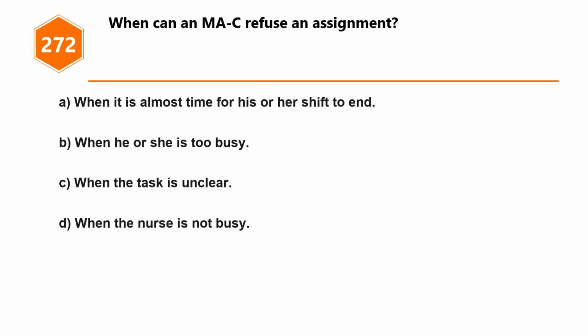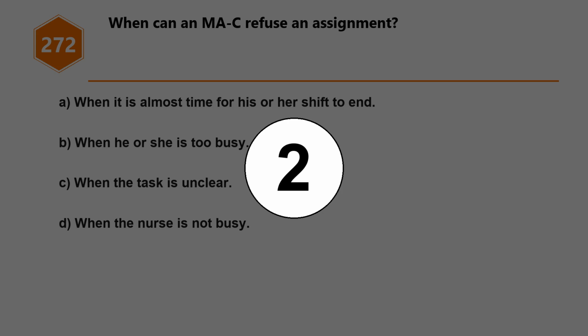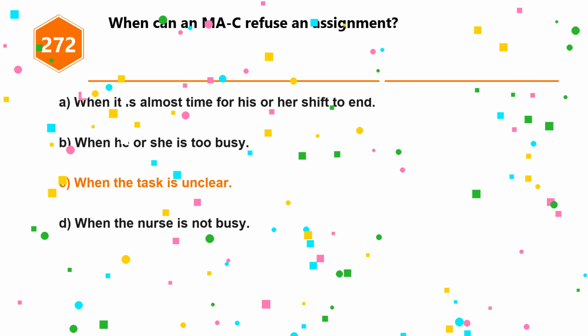Question 272. When can a MACE refuse an assignment? Option A, when it is almost time for his or her shift to end. Option B, when he or she is too busy. Option C, when the task is unclear. Option D, when the nurse is not busy. The correct answer is option C, when the task is unclear.